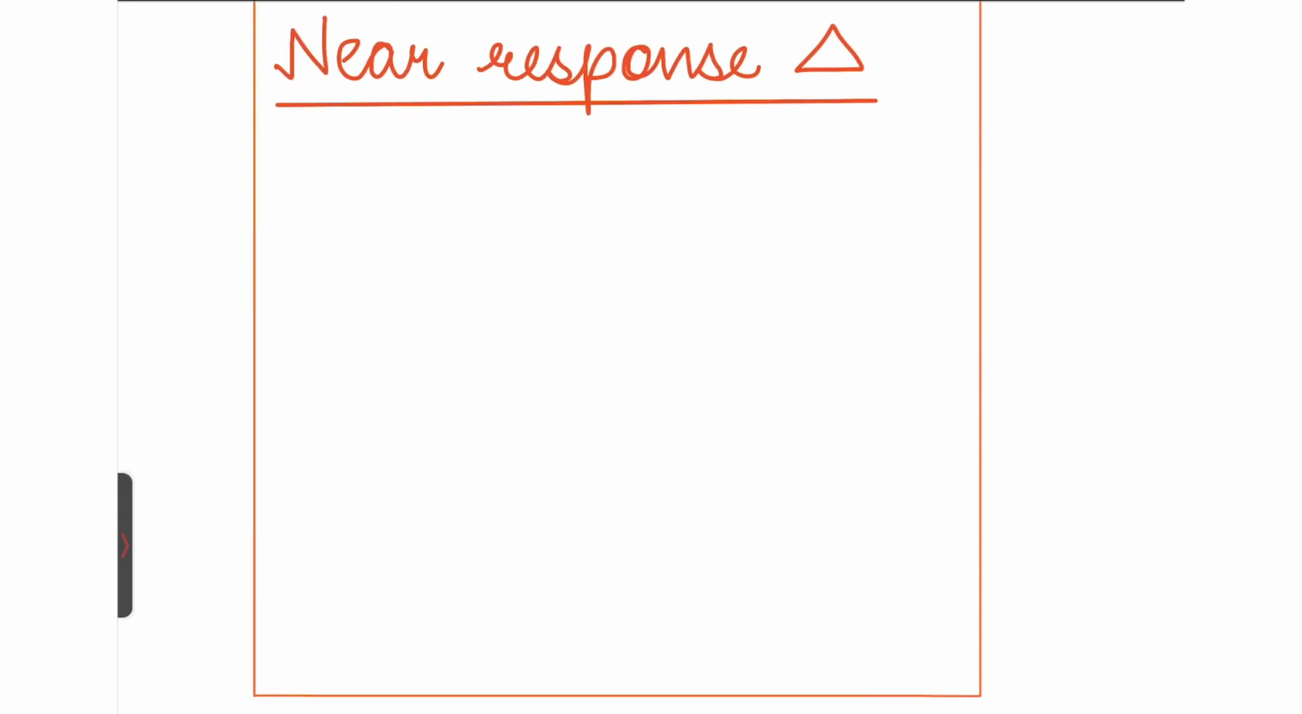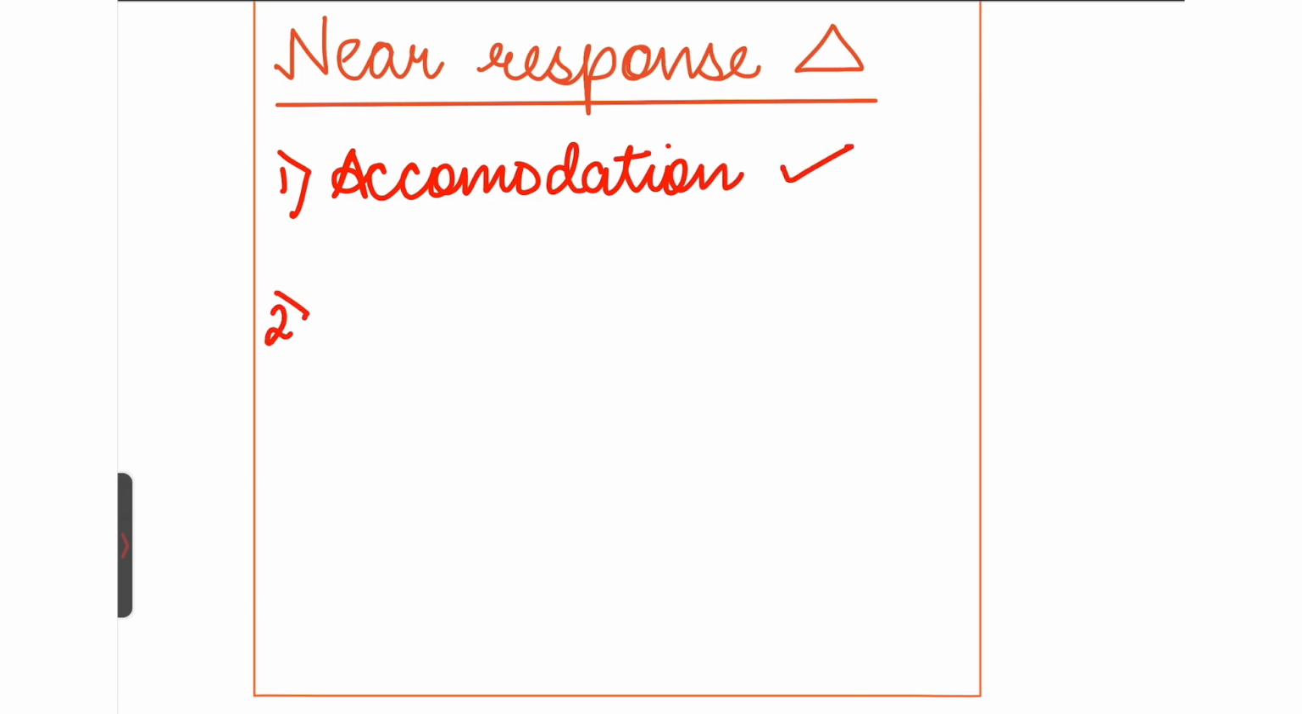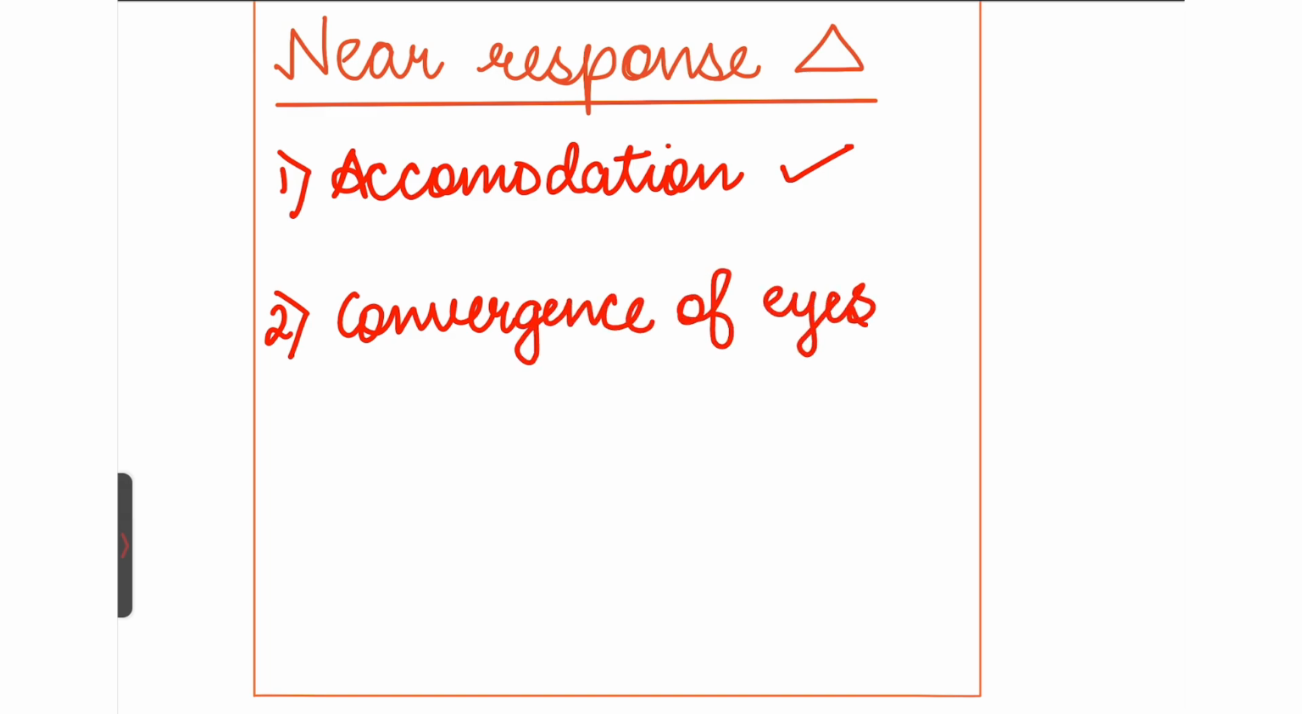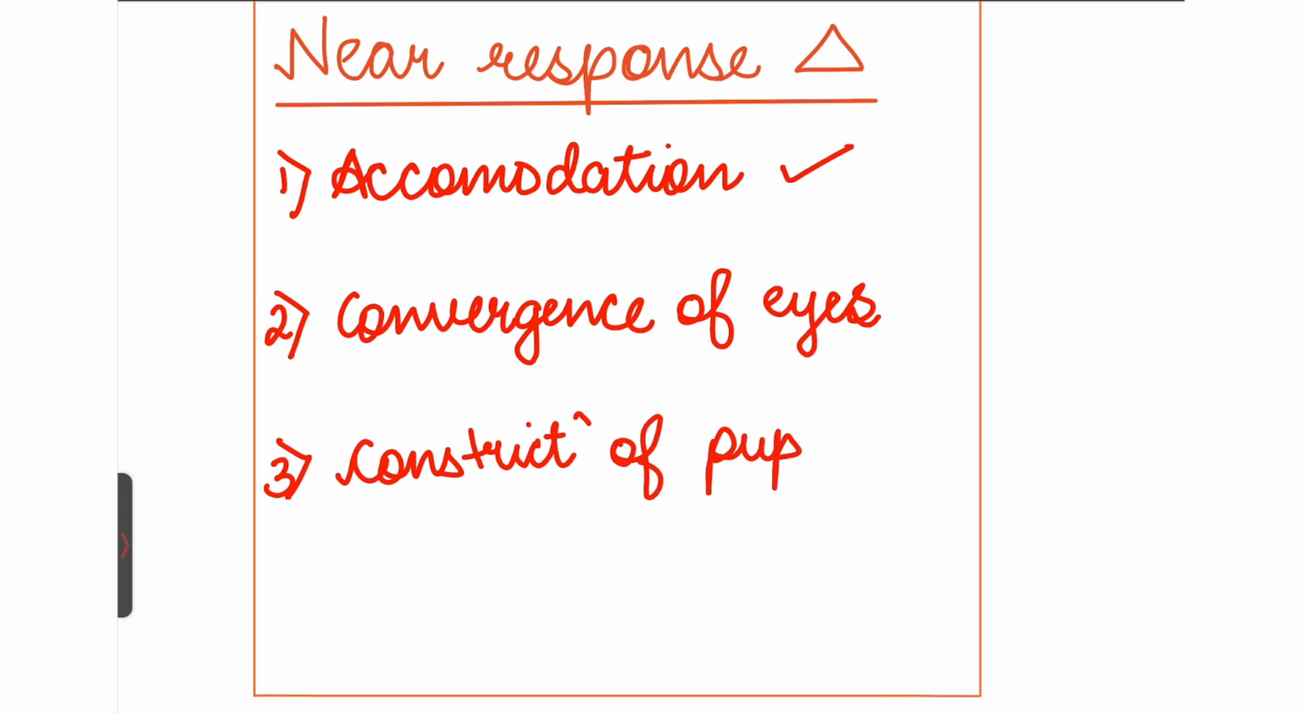Near response triad has three things. The first is accommodation, which is affected in presbyopia. The second is convergence of the eyes. And third is constriction of the pupil. So these three things happen together for us to look at a near object.